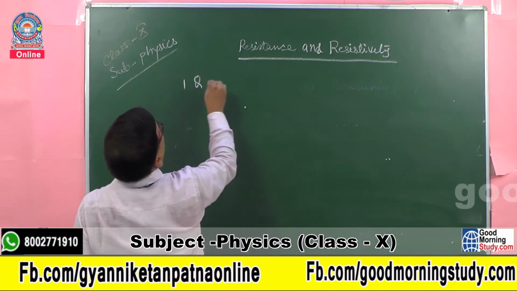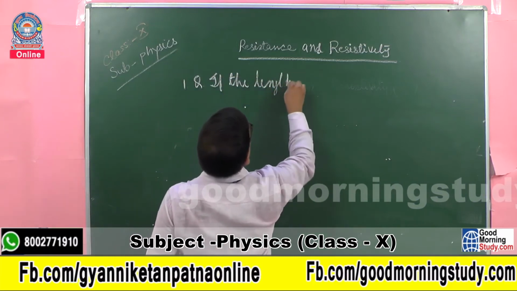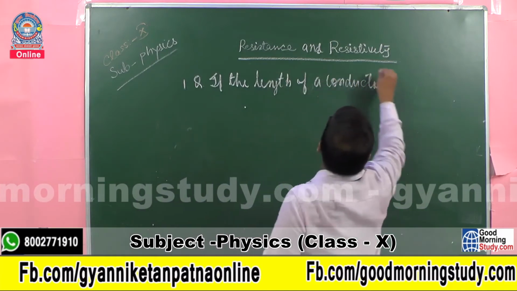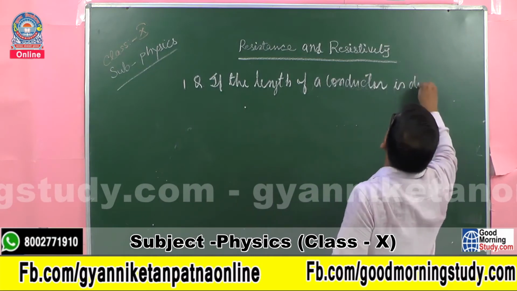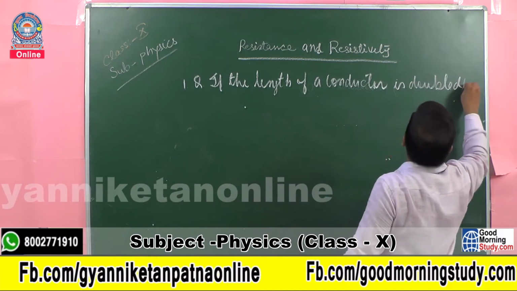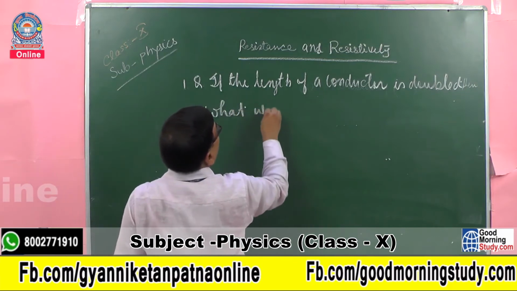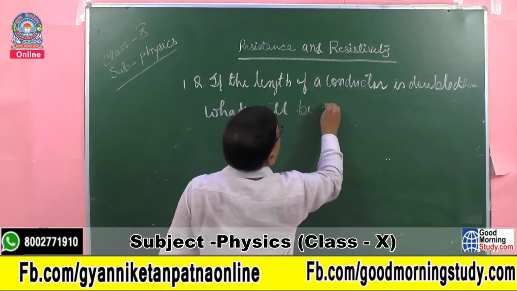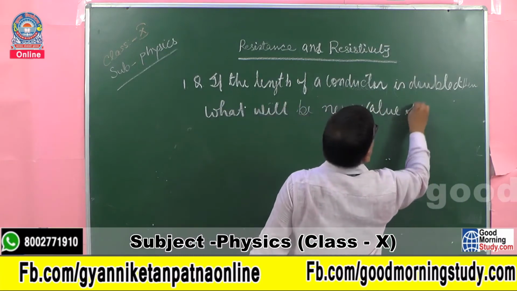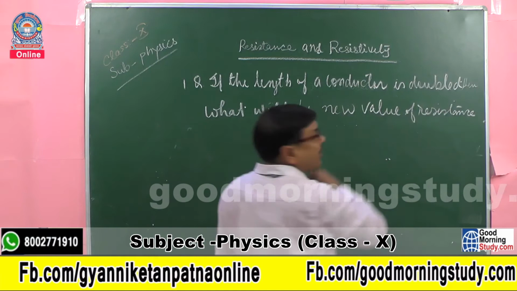Question 1: If the length of a conductor is doubled, then what will be the new value of resistance? So this is the simplest question regarding resistance.